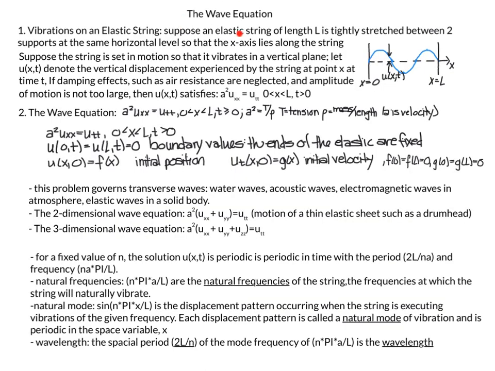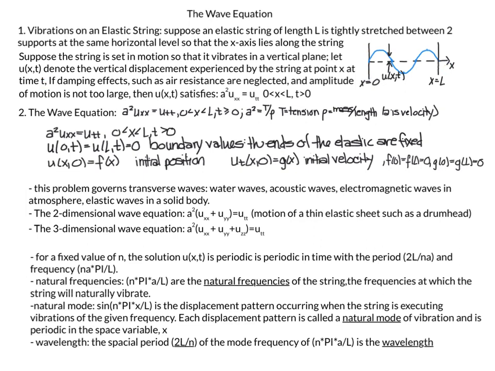To review what we discussed in this video, we talked about the wave equation, and we motivated the wave equation by looking at vibrations on an elastic string. We suppose we have an elastic string of length L, tightly stretched between two supports at x equals 0 and x equals L. We suppose that the string is set in motion so it vibrates in the vertical plane. And let u of x,t denote the vertical displacement experienced by the string at a point x away from x equals 0, and at time t.